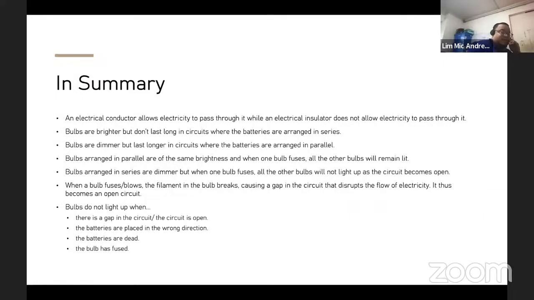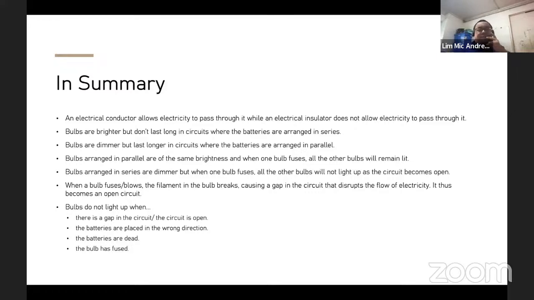A little chapter earlier that we've gone through in the past. An electrical conductor allows electricity to pass through, while an electrical insulator does not allow electricity to pass through it. Examples of a conductor are steel and iron; insulators are wood and plastic.